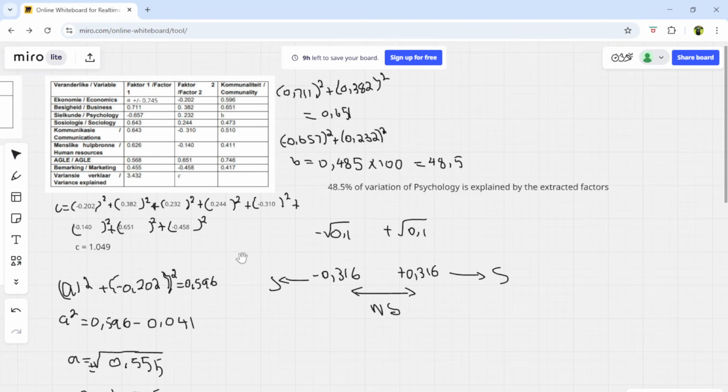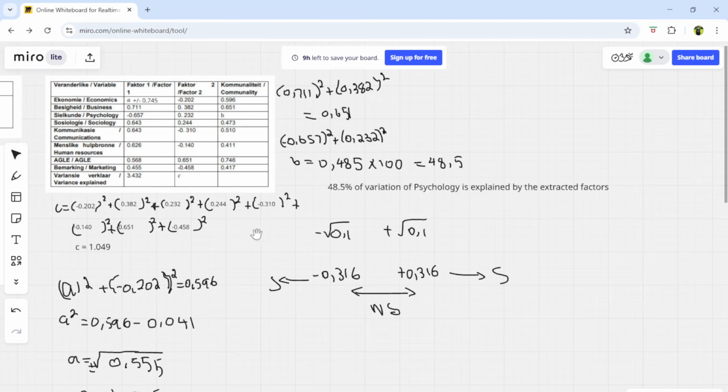Now they will ask you, after rotation, was this rotation successful? If you are given this table and they ask you was the rotation successful, you're going to ask yourself: are they complex variables? Are they a complex variable?